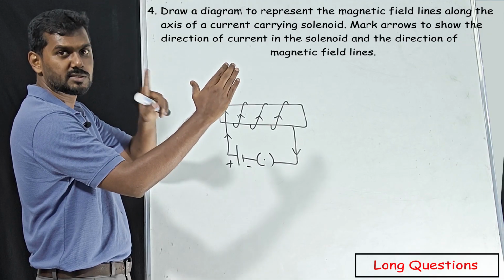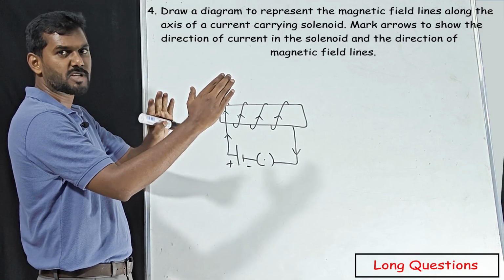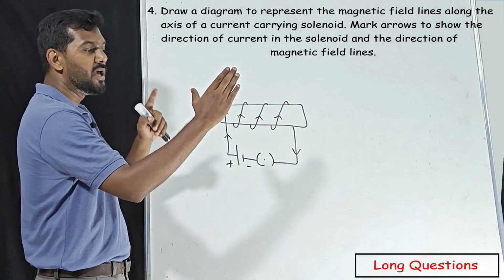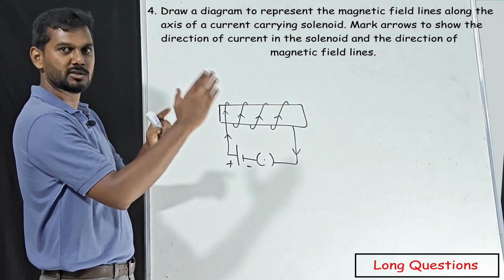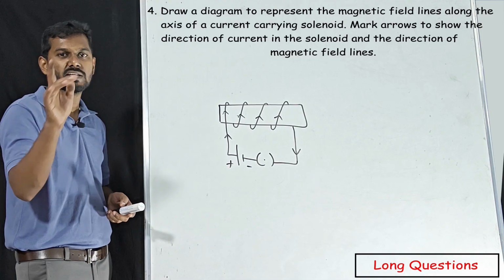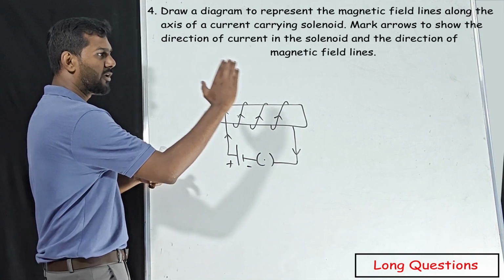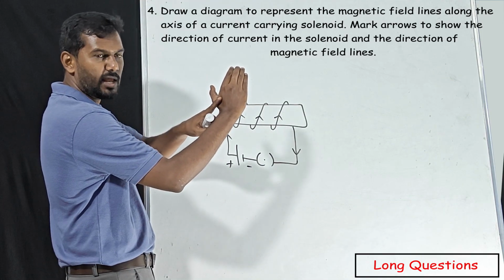This thumb represents north or south, it depends upon the direction of current. If the direction of current is towards left, this will be north. This is what we have learnt in a few questions as well as in the concept video. So if you hold it like this, you know why we have to hold it like this.